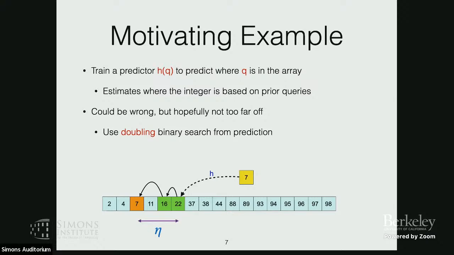Could be wrong, and so I'm going to start my search from there, looking for 7. I want to make it clear that this is something that's very natural that you might actually do in practice. So let me give you the following analogy before I describe this algorithm. Imagine you go into a library, a new library, for the first time. You're looking for a book by Tolkien.